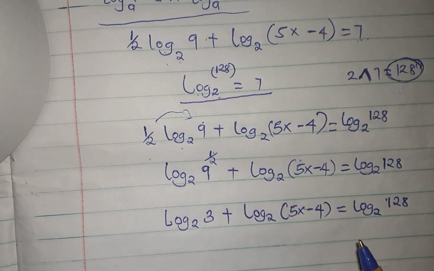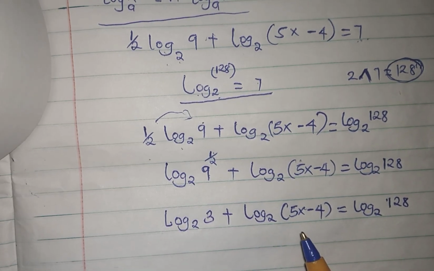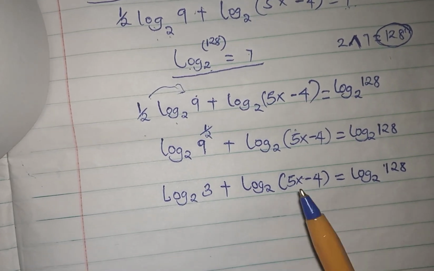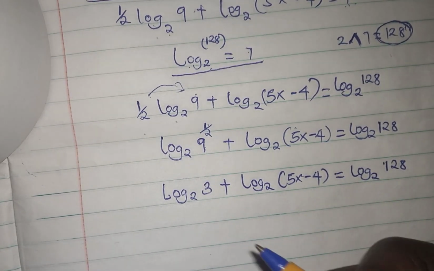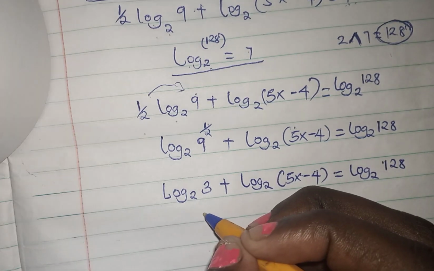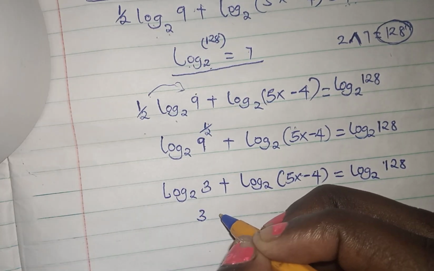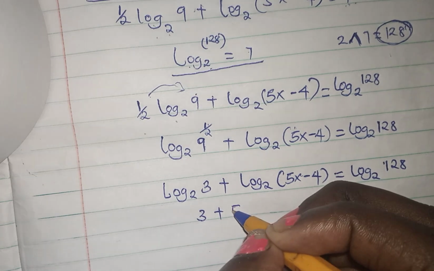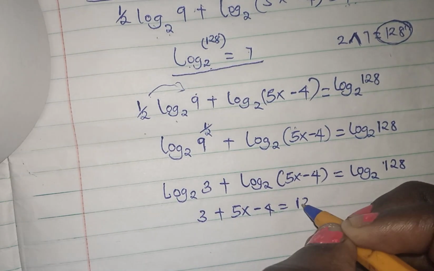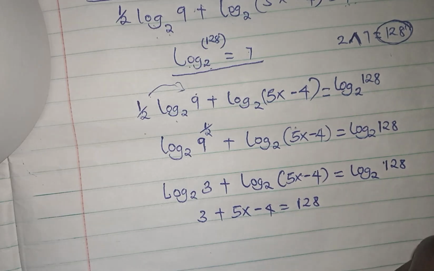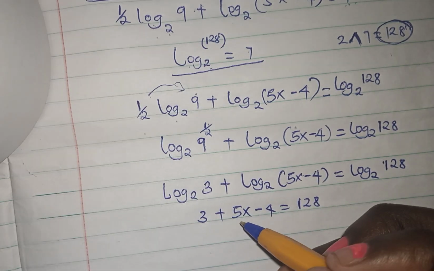We have log base 2, log base 2. The logs are the same, their bases are the same, so we can just drop them. Kindly don't cancel the logs. It is not advisable, I cannot recommend you to cancel the logs. So we just drop them. 3 times (5x minus 4) is equal to 128. We want to find the value of x.